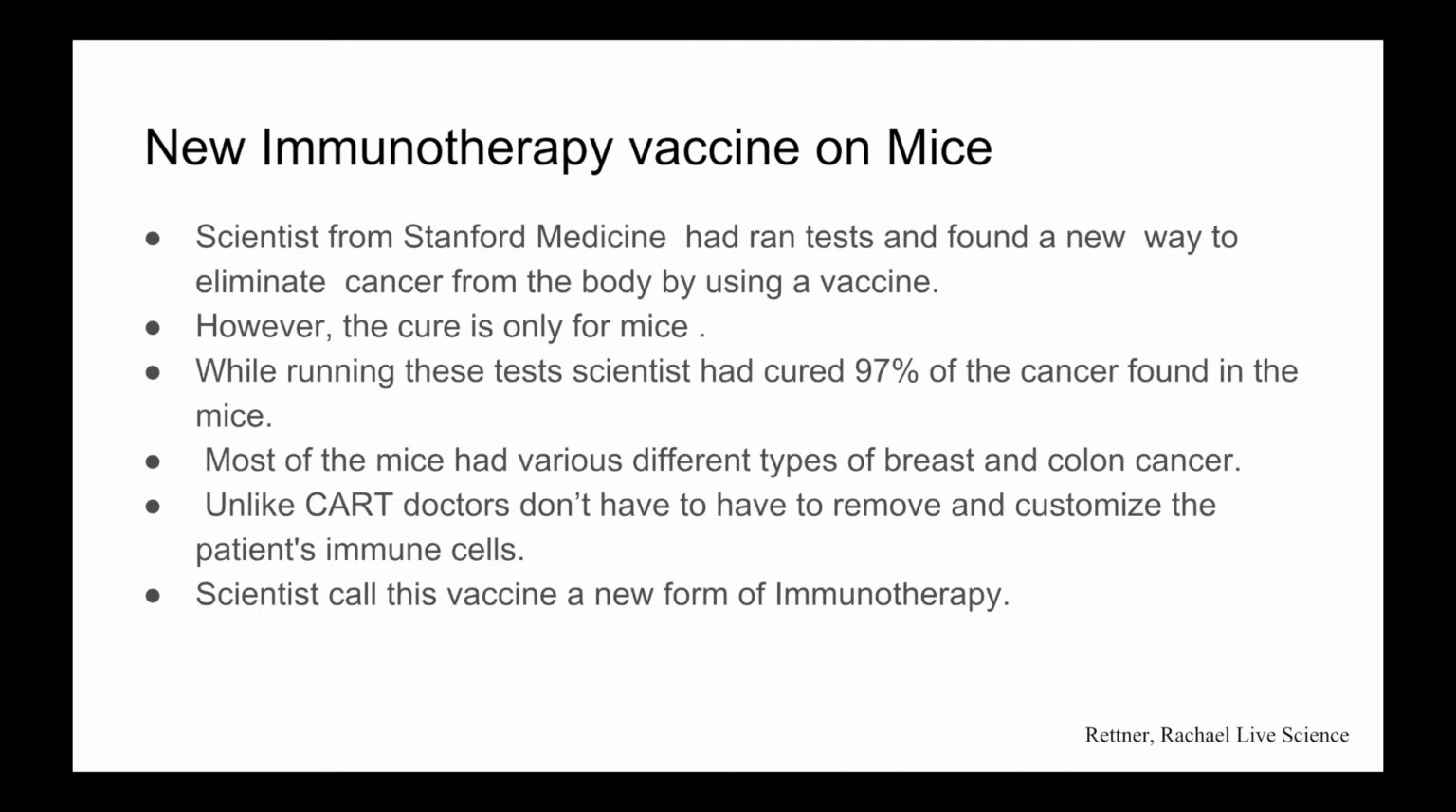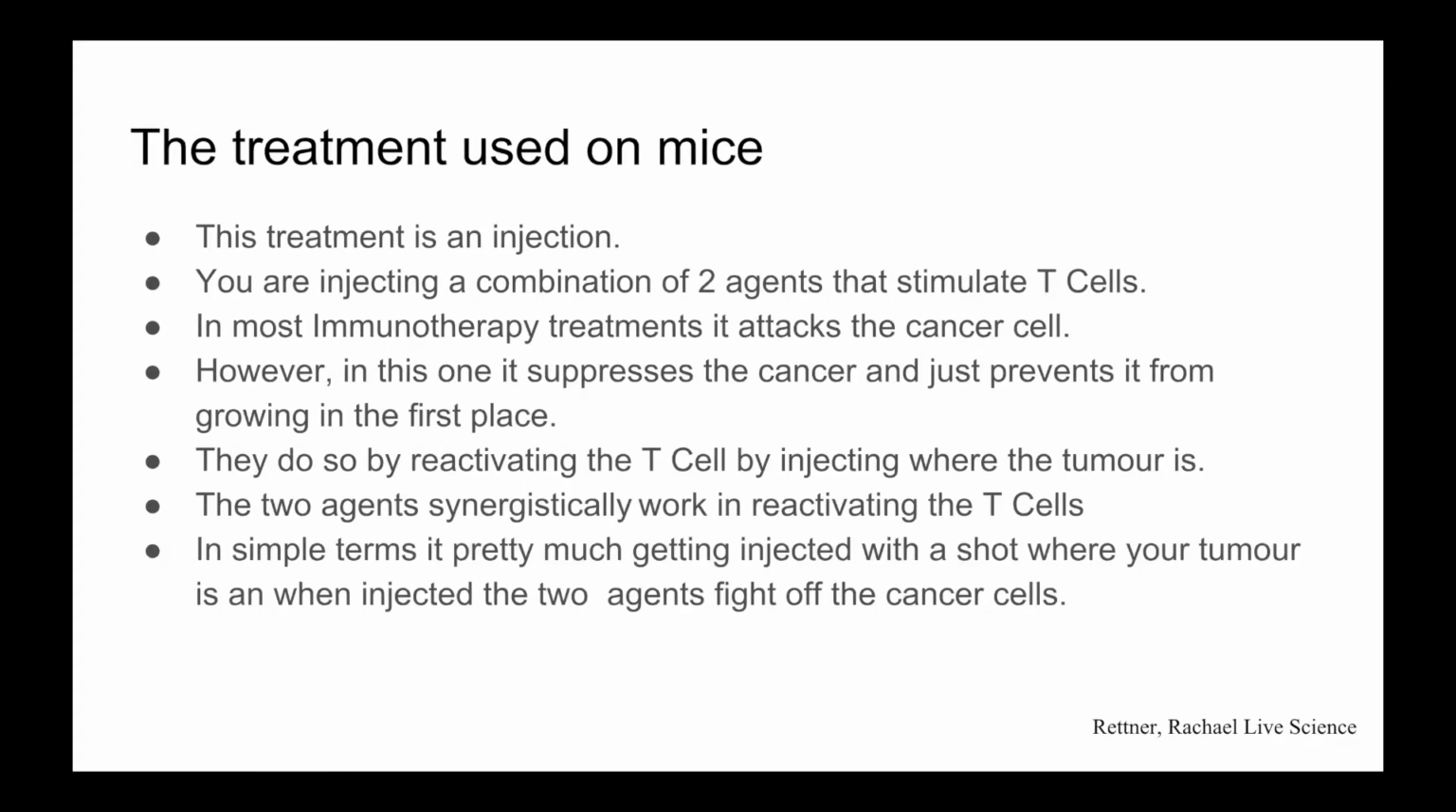Unlike CAR-T, doctors don't have to take out and customize the patient's immune system. They just get injected by a shot, and they don't have to take out any of the immune system. Scientists call this vaccine a new form of immunotherapy. So this is the treatment the scientists used on the mice.